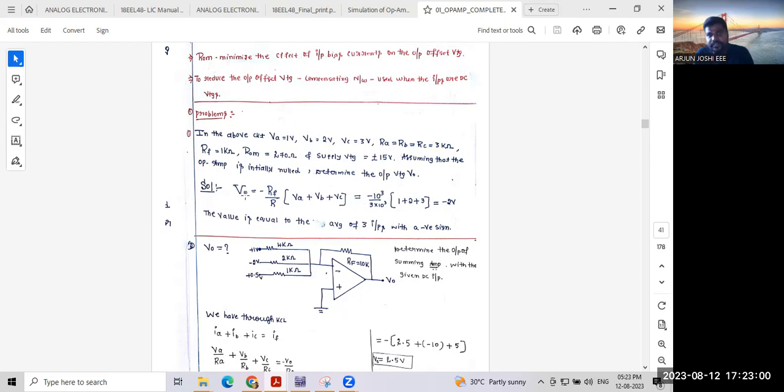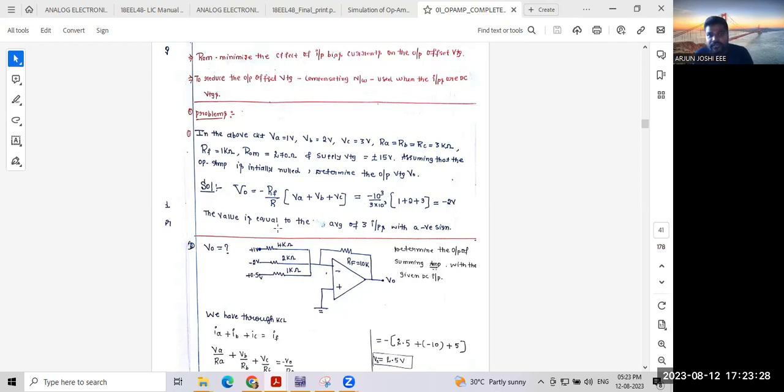You need to consider the summing amplifier equation. V0 equal to minus RF divided by R, times VA plus VB plus VC. What is the RF value here? 1 kilo ohm. 1 kilo ohm divided by, you need to consider the minus also, and the R value is the same, RA, RB, RC equal to R, so 3 kilo ohm. What are the input voltages? 1 plus 2 plus 3. You can solve with the help of a calculator. You will get minus 2 volts.